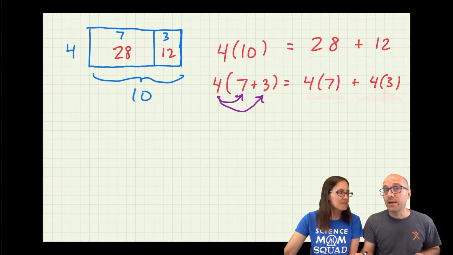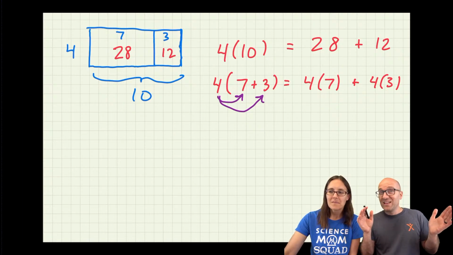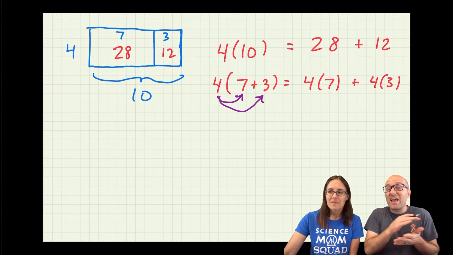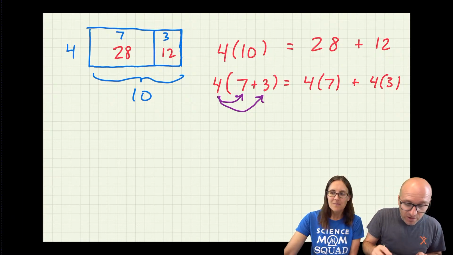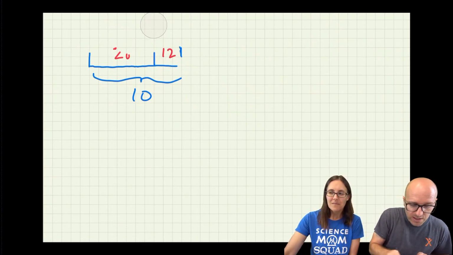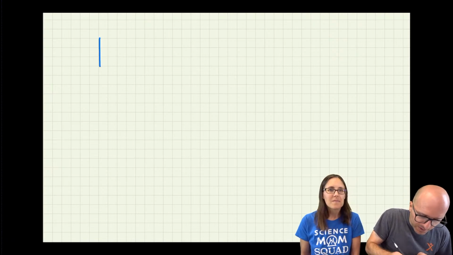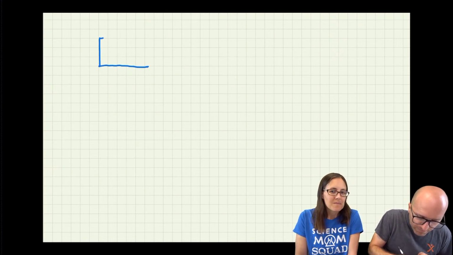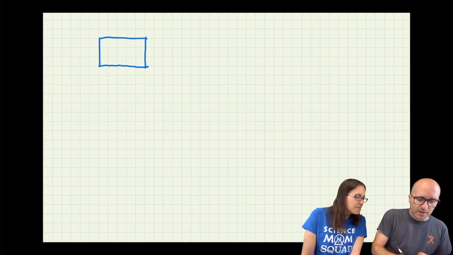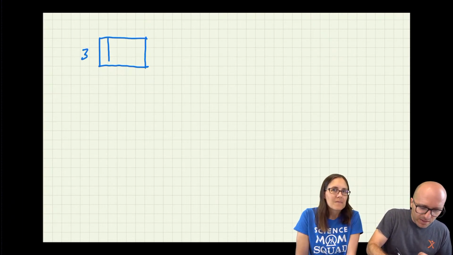And the cool thing is, this is going to work every single time, even if I change the numbers. So let's change our numbers and write out the distributive law. All right, I'm going to make it 3 by 5. And then I'm just going to chop it right there.